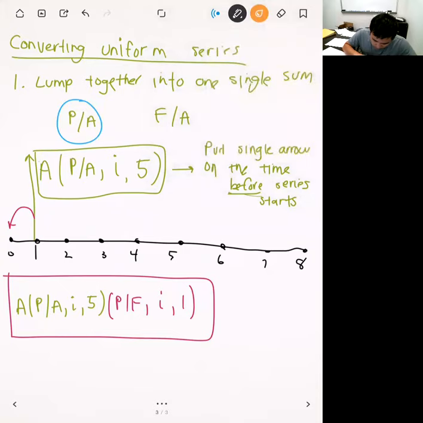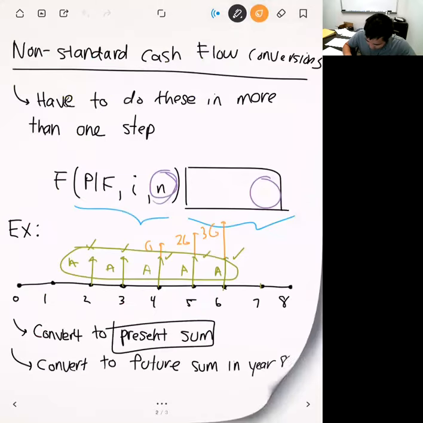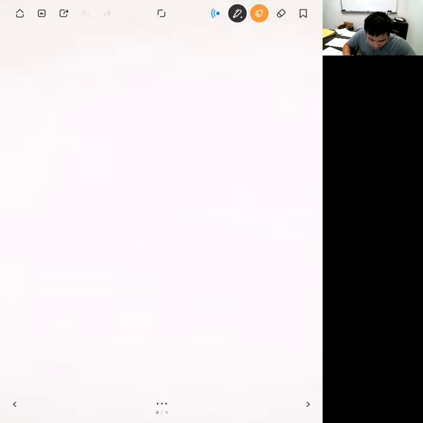And so next we're going to do the arithmetic gradients. And I think this is the one which trips people up. So make sure you pay attention to this one, replay it if you have to.